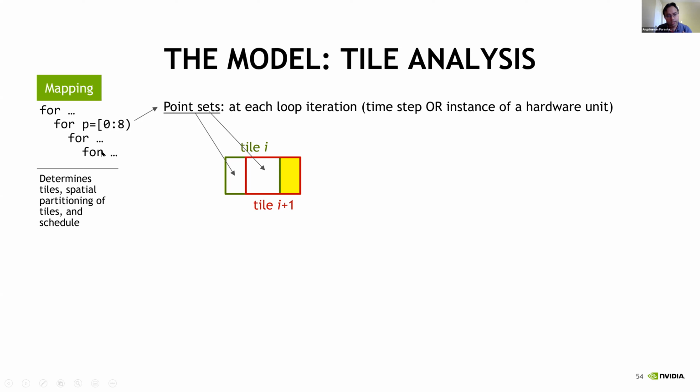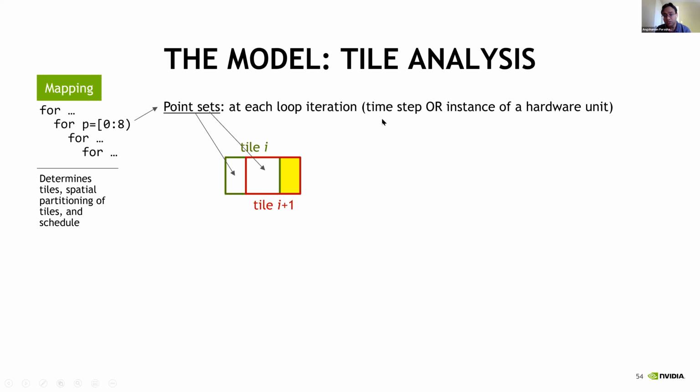And if you remember, what each mapping does is it basically determines the set of tiles at various levels of the hierarchy, the spatial partitioning of the tiles, and the scheduling of the tiles over time. So what the model does is it constructs these things called point sets for each loop. What it's doing is constructing a point set for each iteration of the loop. So as you're moving through this p equals 0 to 8 loop, at iteration I and iteration I plus 1, it's saying, oh, at iteration I, this is the volume of data that I'm talking about, and at iteration I plus 1, this is the other data that I'm talking about.